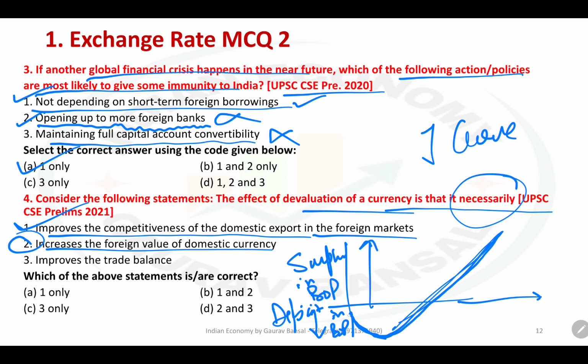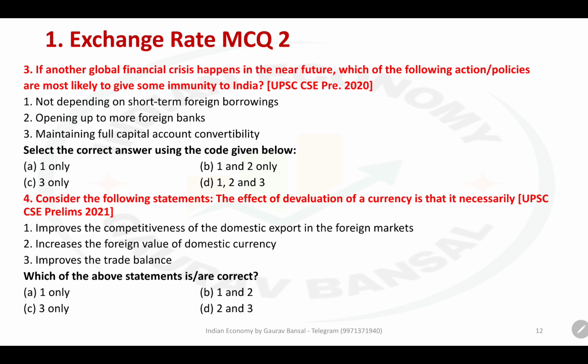Now, the J curve argues that yes, a country is going to improve its trade balance, but initially it will fall. So the claim that the effect of devaluation is that it is necessarily going to improve the trade balance is also not correct. Because even if we look at the J curve, it is possible that the J curve of a country is something like this.